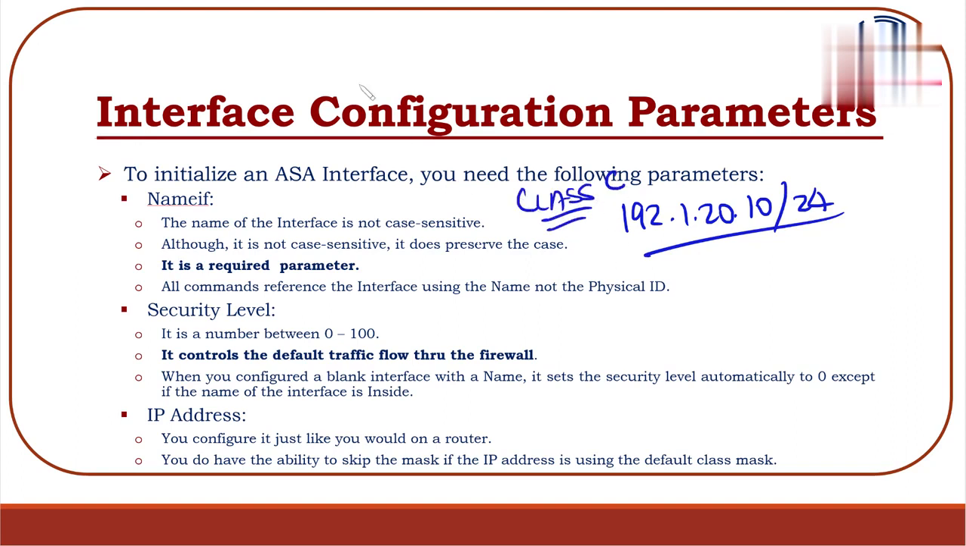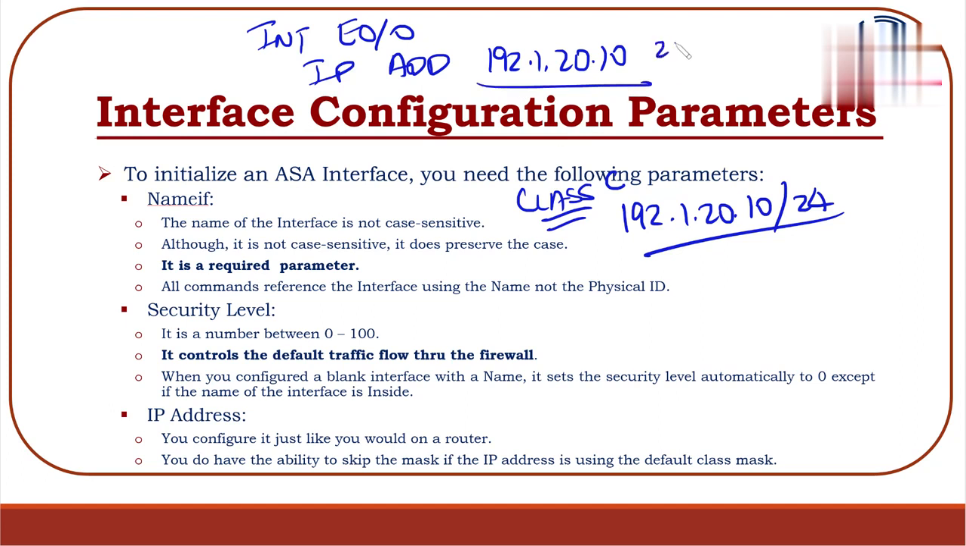The ASA recognizes that. So if you want to assign this address to your interface, although you do have the ability to type in the mask, if you don't, it will take the address and apply the default mask for this class, which is /24. So when you go back into your running config, you'll see it would have set the mask to 255.255.255.0, which is the default mask for this particular class.